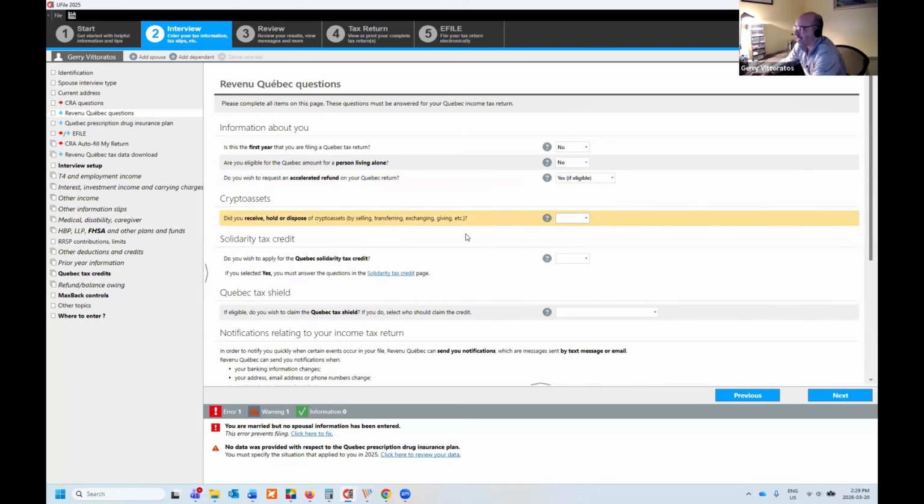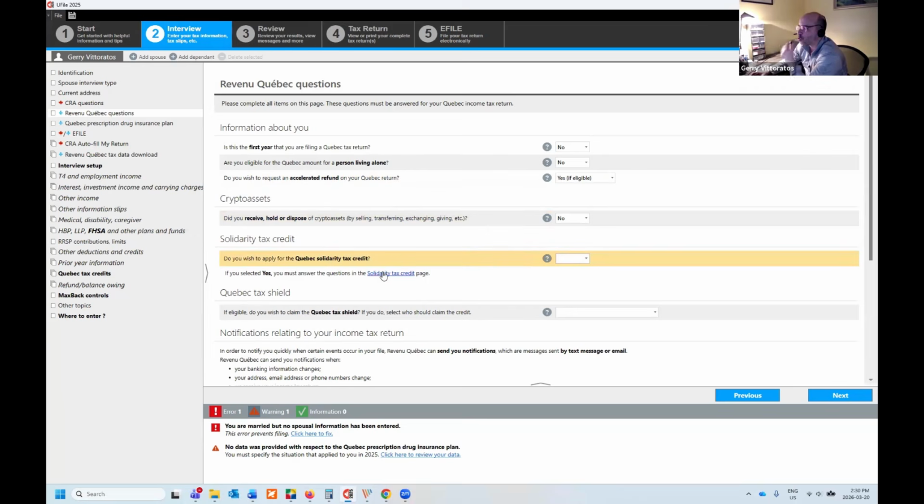Crypto assets. If you received, if you still hold, or you disposed of crypto assets during the year, you have to tell the Quebec government. It's a yes or no question. There might be additional questions after that they might ask. For now, I'll say no.